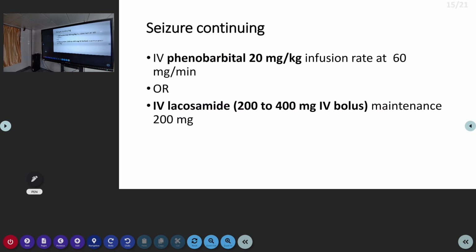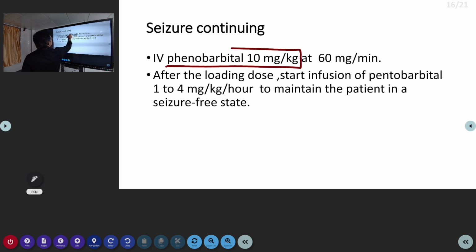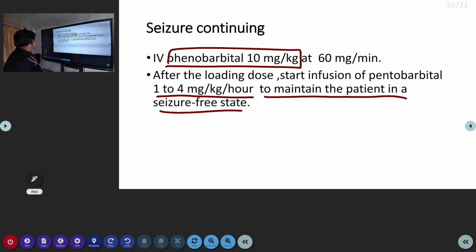If the seizure continues, you can use lacosamide. That is another drug, IV lacosamide is available, which can be given as a 200 to 400 milligram IV bolus, and a maintenance dose should be started. If the seizure again occurs continuously, then phenobarbital is another drug which can be started at 10 milligram per kg body weight. After the loading dose, start an infusion of phenobarbital 1 to 4 milligram per kg per hour, and maintain the patient in a seizure-free state.